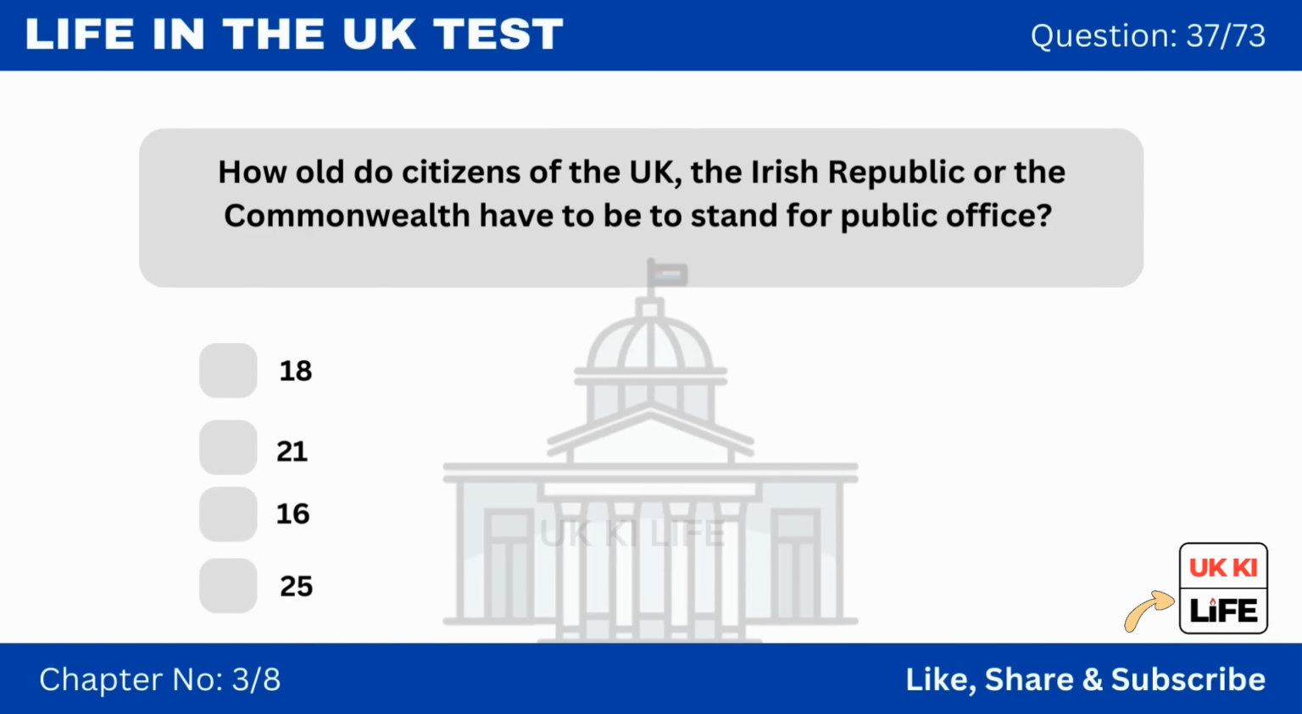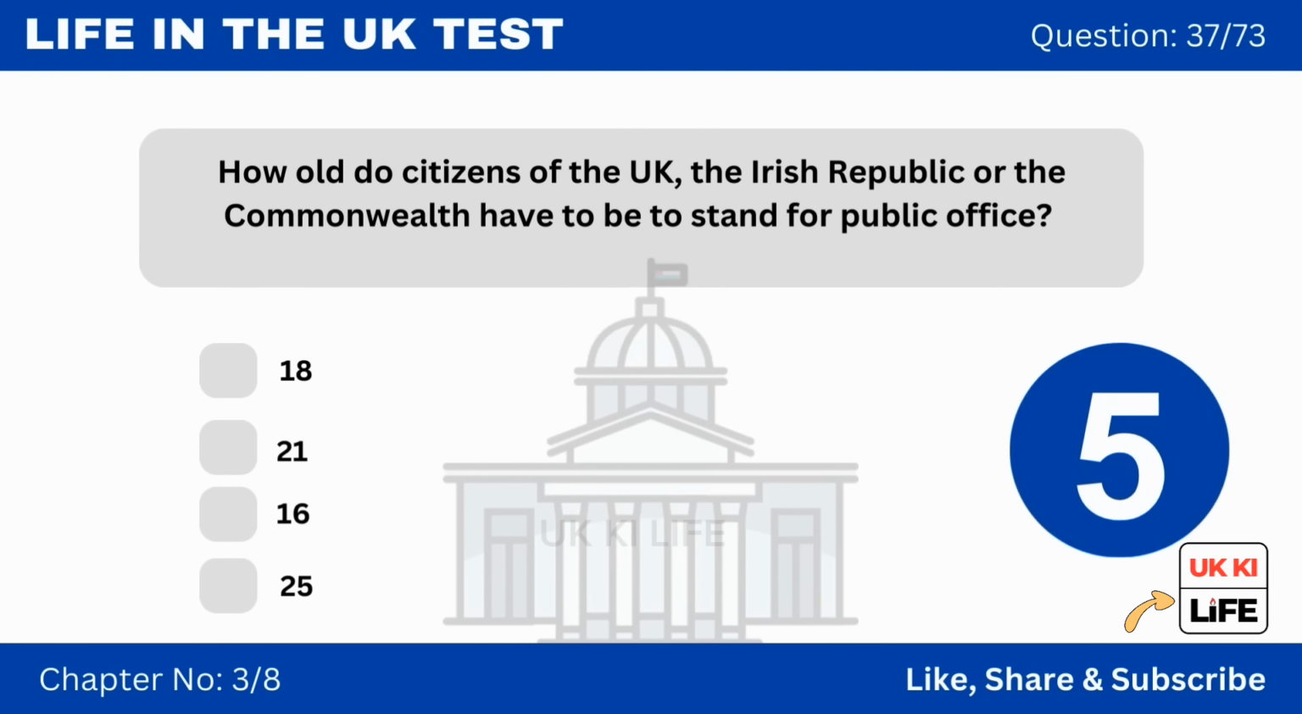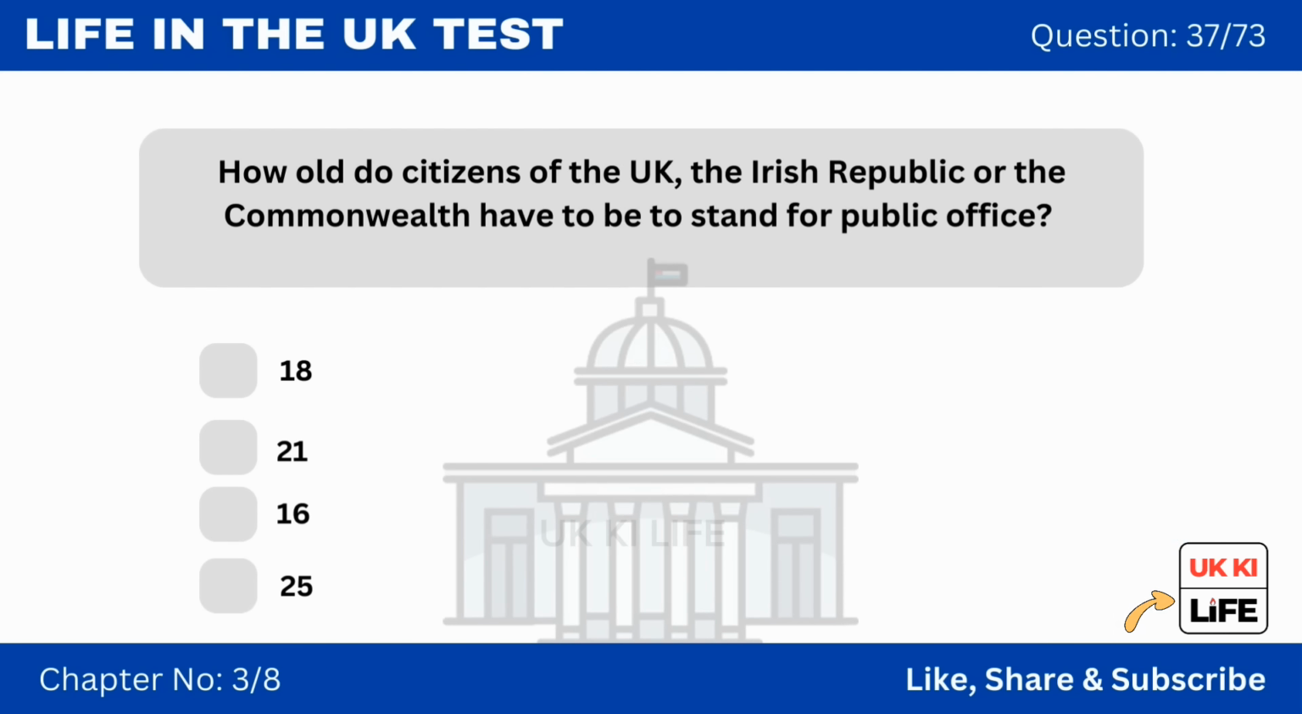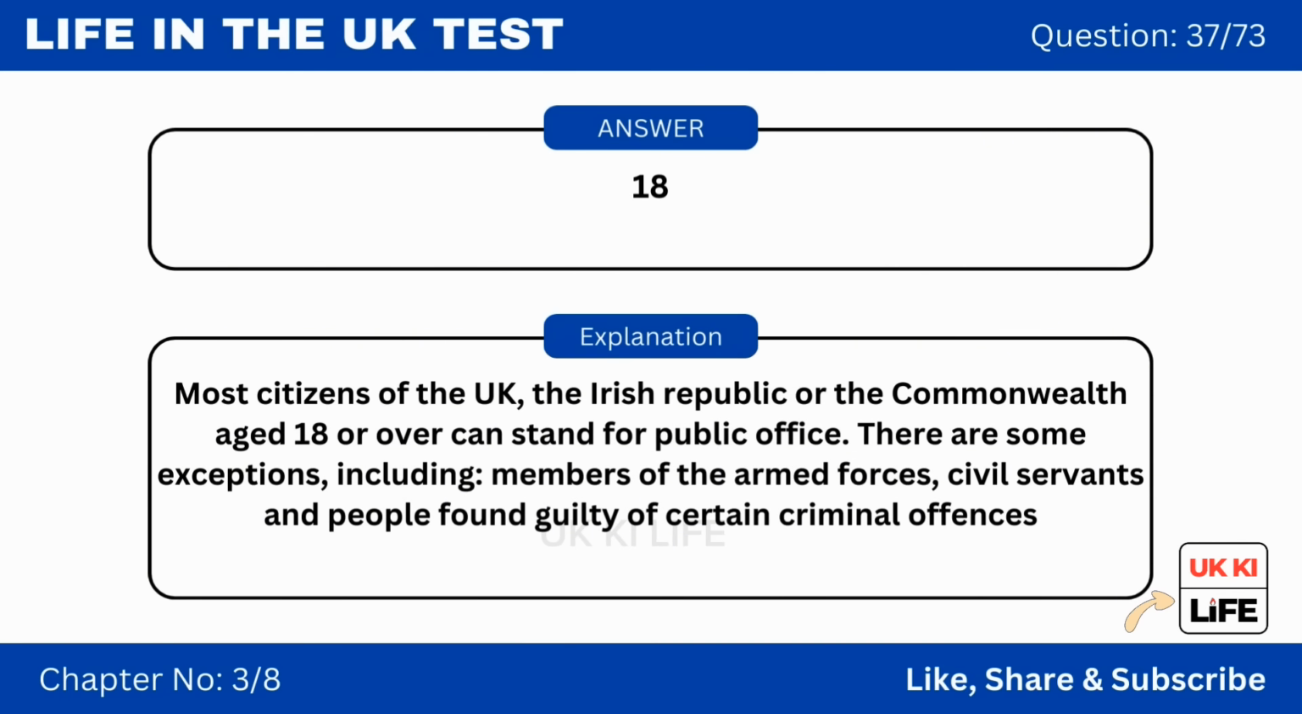Question 37. How old do citizens of the UK, the Irish Republic or the Commonwealth have to be to stand for public office? 18, 21, 16, 25. The correct option is A. Explanation. Most citizens of the UK, the Irish Republic or the Commonwealth aged 18 or over can stand for public office. There are some exceptions, including members of the armed forces, civil servants and people found guilty of certain criminal offences.